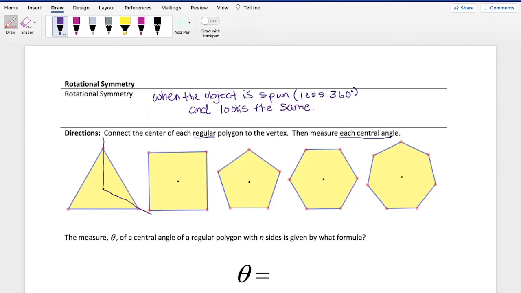All right, and if we were to measure, so again, get your protractor. If we were to measure this angle, you should get 120 degrees. So that central angle, if you want to label it a little bit better, that one would be 120 degrees.